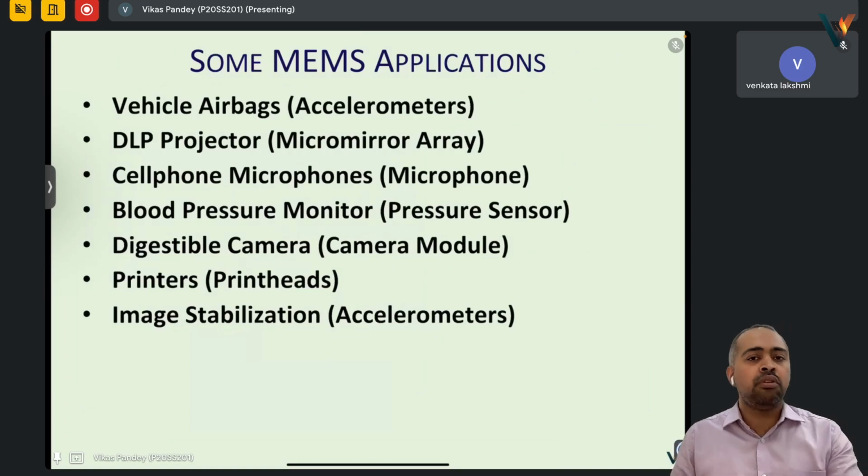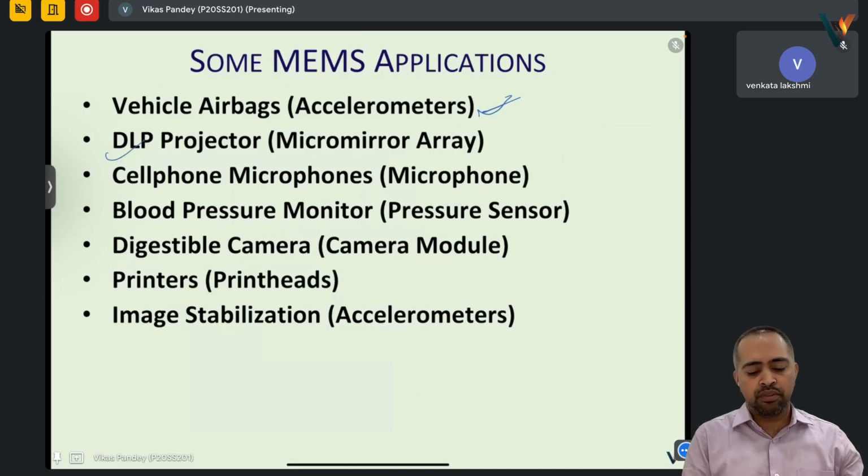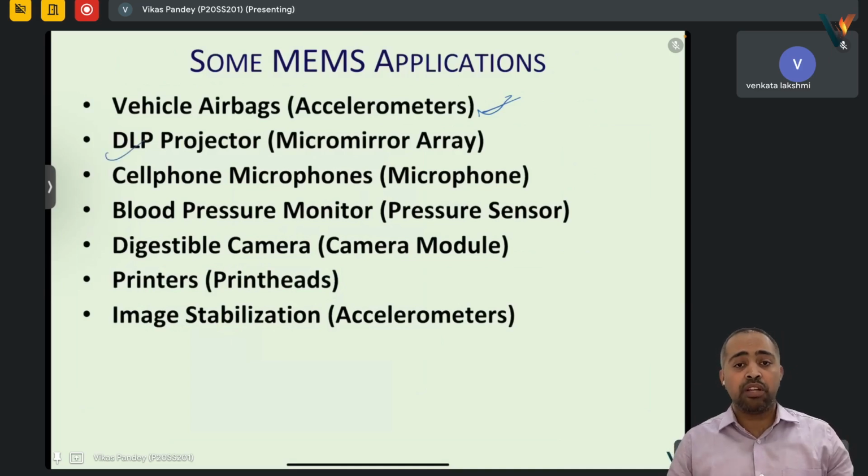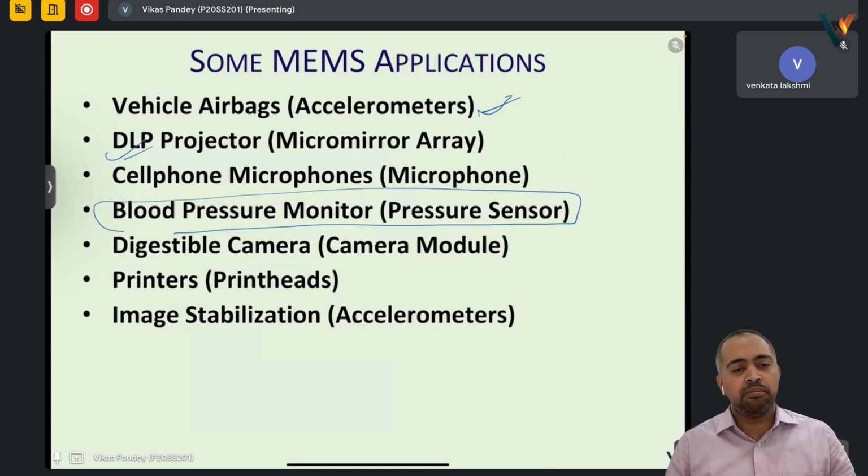So some of the applications of MEMS devices are the accelerometer that we use in vehicle airbags, the DLP projector, and cell phone microphones. Nowadays we see very good quality noise cancellation microphones. They again use MEMS microphones, instead of the earlier big magnet or carbon microphones. Then there is the blood pressure monitor based on the pressure sensor that we studied. These have come to market. They are again MEMS based.